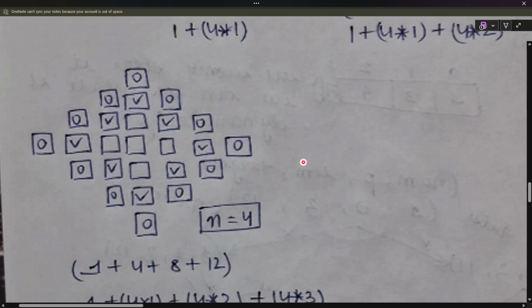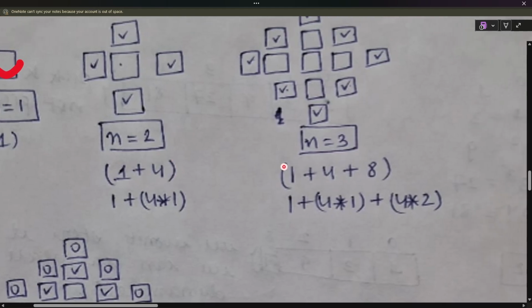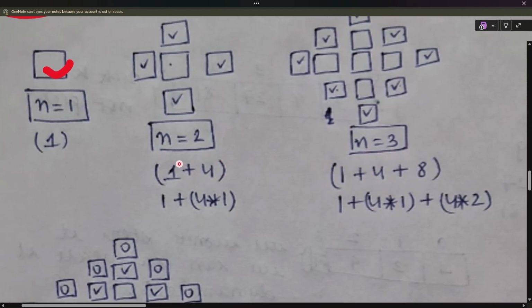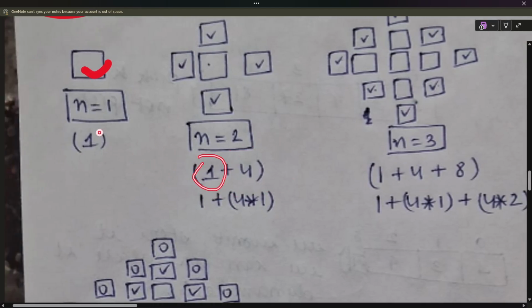Now let's try to identify the pattern. For n equal to 1, we have one cell colored. For n equal to 2, we had 1 plus 4. Then for n equal to 3, we have 1 plus 4 plus 8. The 1 plus 4 came from here, and this 8 came from here.